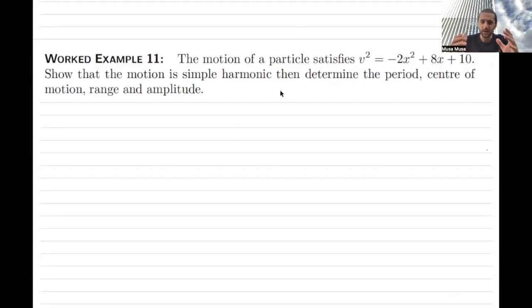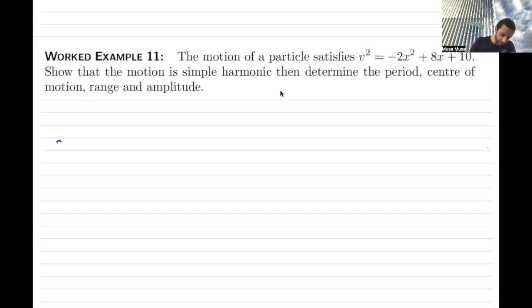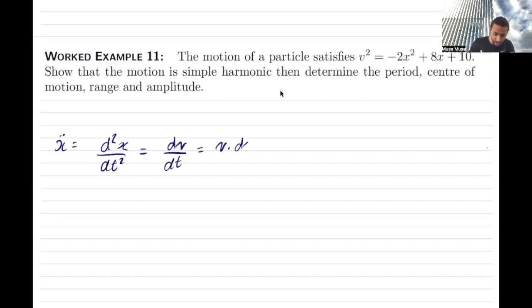Now, I want you to consider all the different forms of the acceleration we have in our reference sheet. X double dot equals d squared x on dt squared. We also have it as dv dt. I think we also have it as v dv dx. And we also have it as d dx of half v squared.